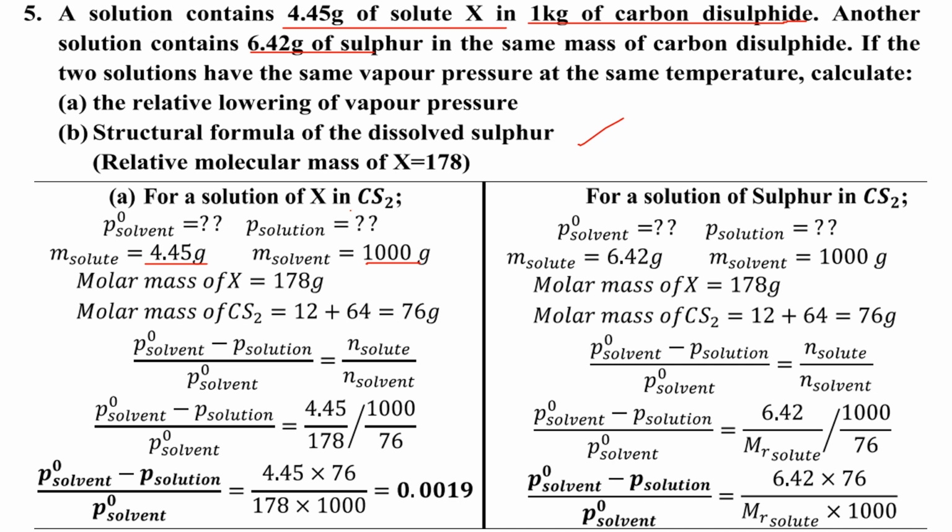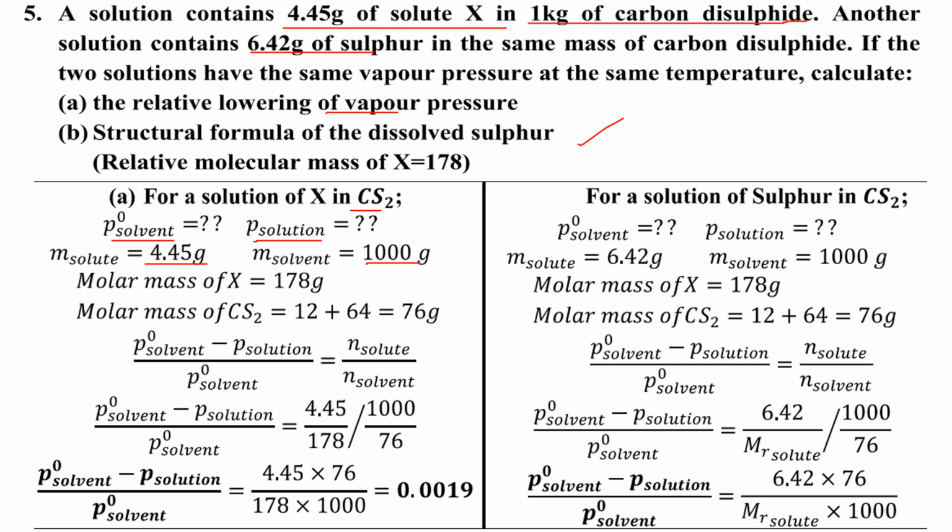Now if you are to consider part A, a solution of X in carbon disulfide, we don't have the vapor pressure of the solvent. They want you to calculate the vapor pressure lowering, which is given by change in P. The relative lowering of vapor pressure, change in P, is the same as the vapor pressure of the solvent minus the vapor pressure of the solution. Also, you don't have the vapor pressure of the solution.